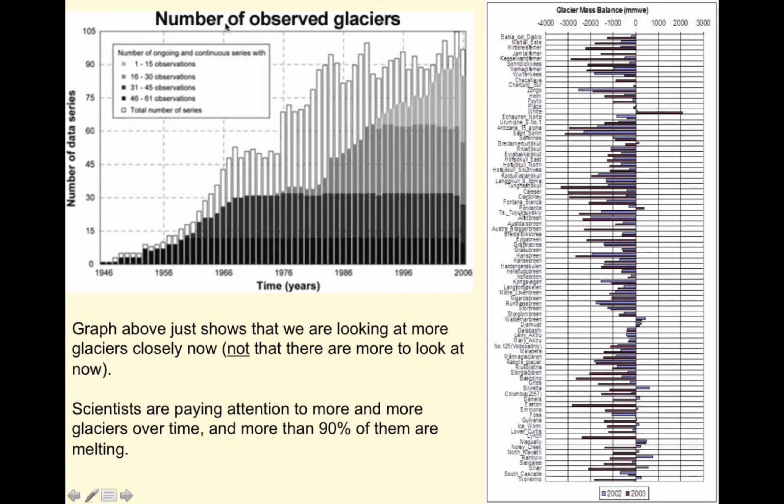These two graphs, this first one's looking at the number of observed glaciers. Doesn't mean the number of glaciers total, it just means the ones we're keeping track of. So over time from 1946, we were hardly looking at any of them, and now we're really looking at a number of different glaciers. This graph on the right looks at the glacier mass balance. There's a straight line down the middle, everything to the left of that line is melting out, and everything to the right is growing a little bit. You can clearly see that most glaciers are melting.